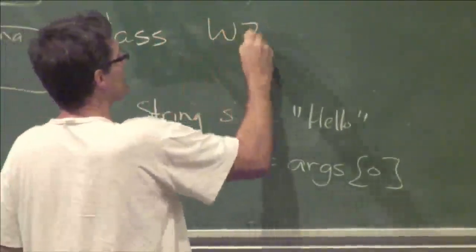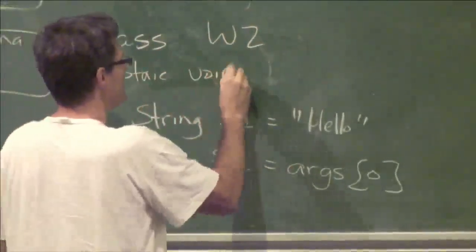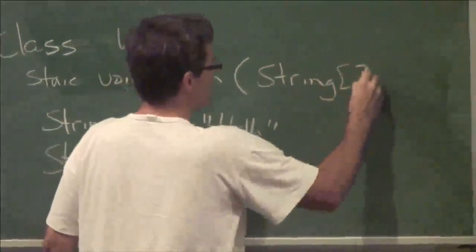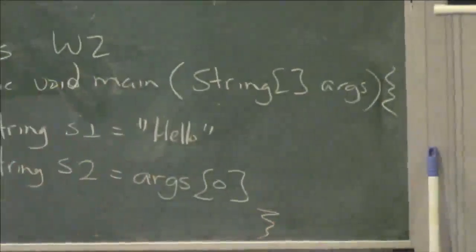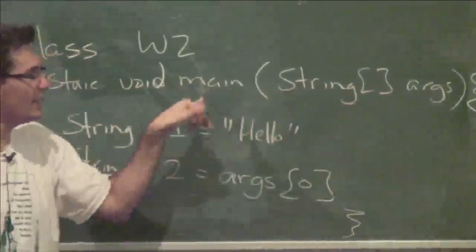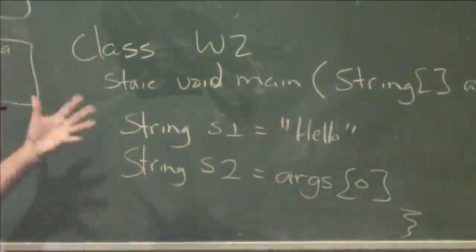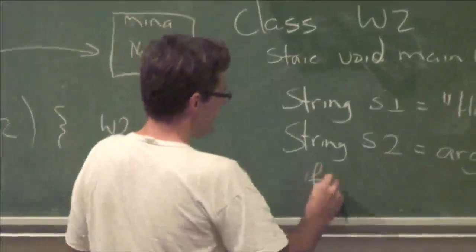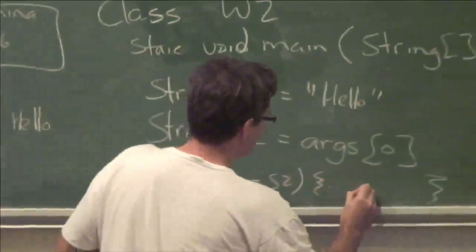Class week2, static void main(String[] args). Okay, so args is defined inside main, and I strip the first argument out, which will be a string. And if you call this function saying w2 hello, and this says if s1 is equal to s2, explode.